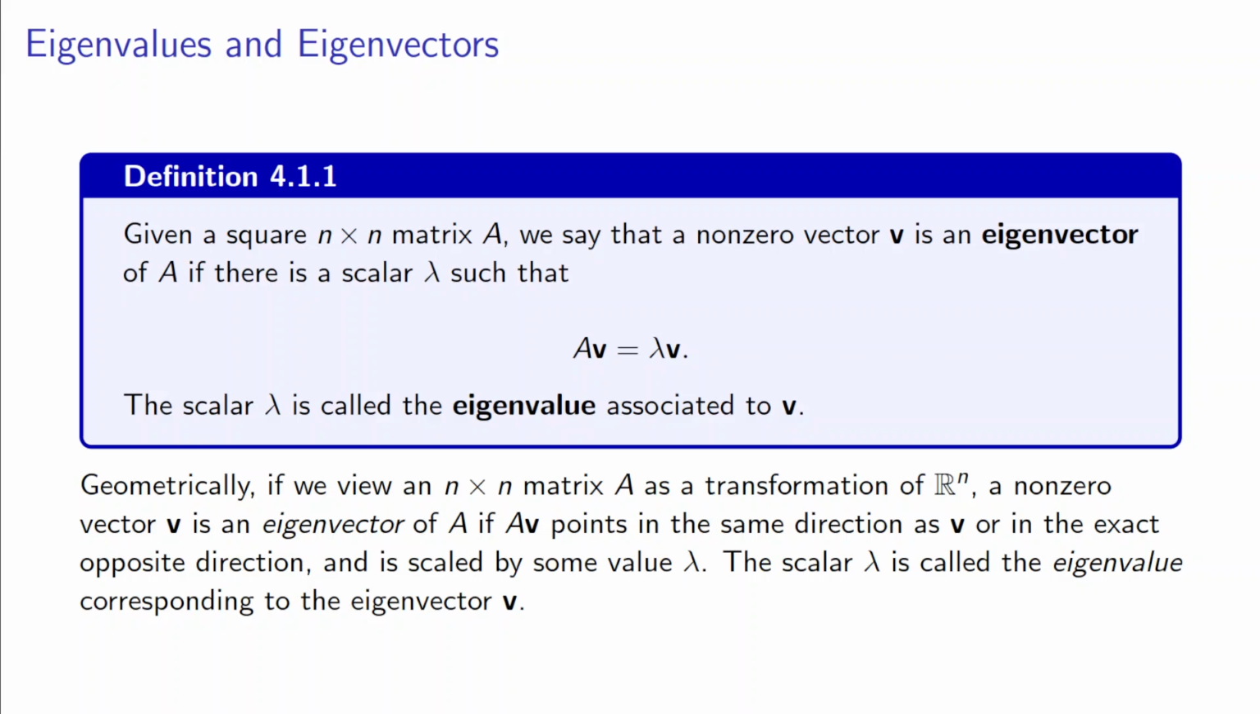Geometrically, as we saw in the last video, and we'll be looking at a bit more in this video, if we view an n by n matrix A as a transformation of Rn, then a non-zero vector v is an eigenvector of A if Av points in the same direction as v or in the exact opposite direction and is scaled by some value lambda, and that scalar lambda is called the eigenvalue corresponding to the eigenvector v. So we look at how v gets transformed by A. If we end up with a vector that's pointing in the same or exact opposite direction, possibly getting scaled by some value, then we would call that an eigenvector. And we explored the geometry of that.